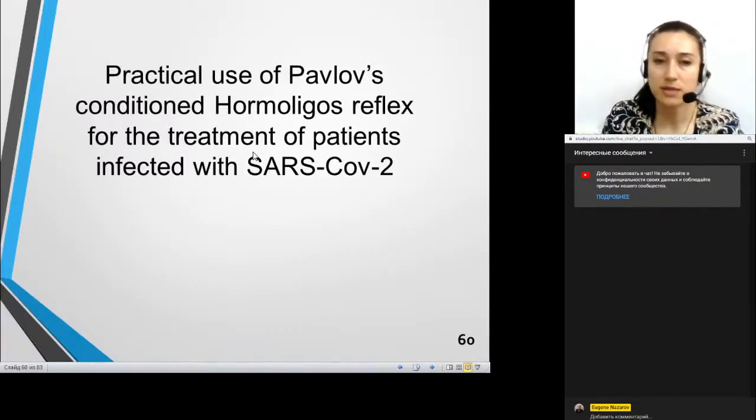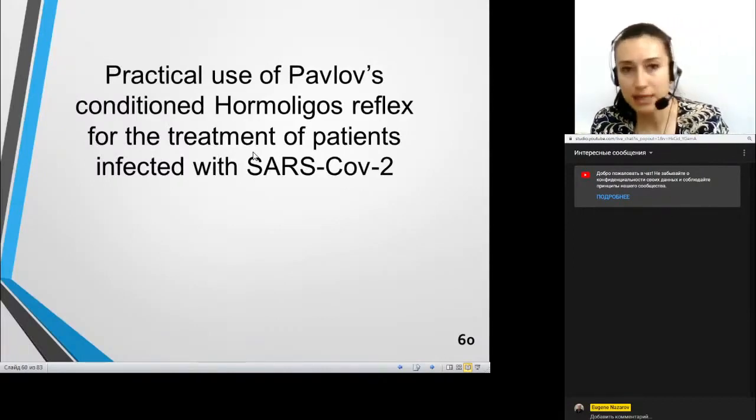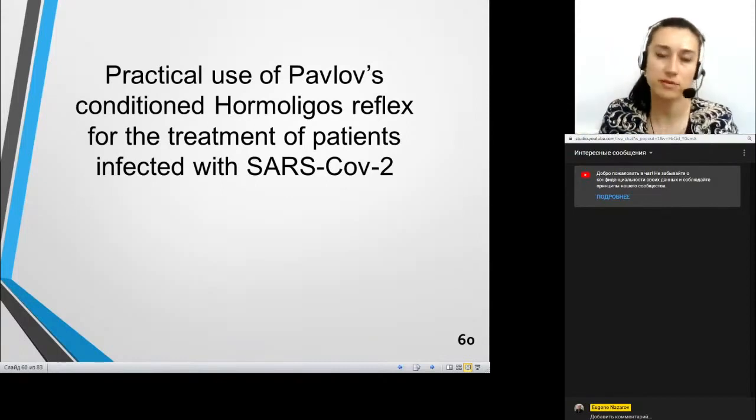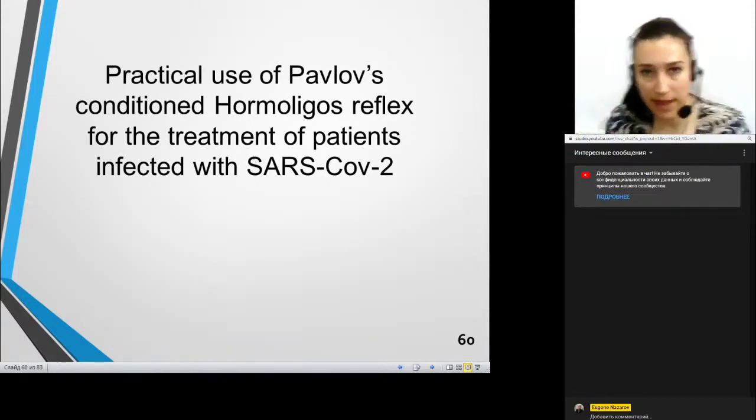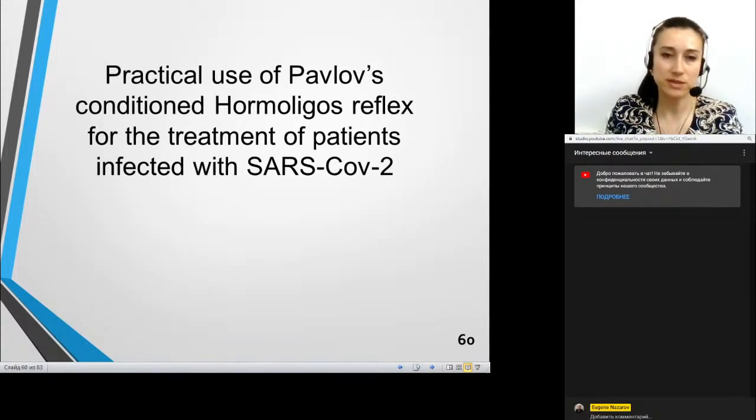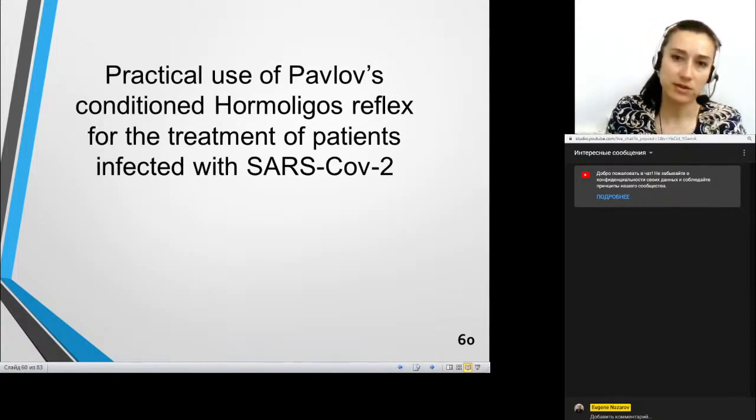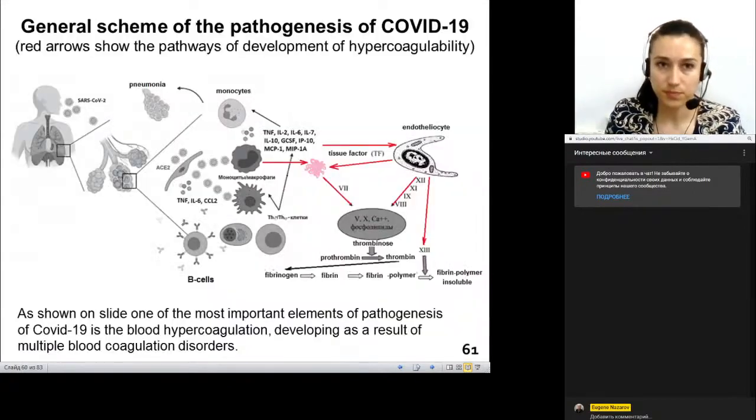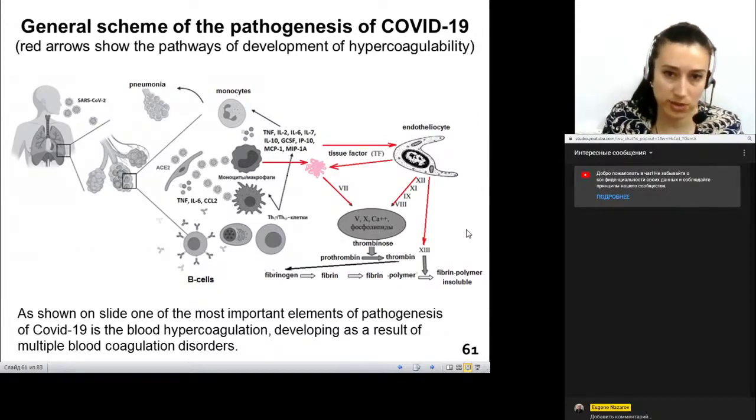So the next part of our presentation is dedicated to the practical use of Pavlov's conditional homologous reflex for the treatment of patients infected with the SARS-CoV-2 virus. You can see on the slide that one of the most important elements of the pathogenesis of COVID-19 is blood hypercoagulation developing as a result of multiple blood coagulation disorders.